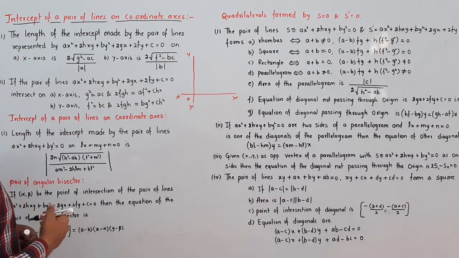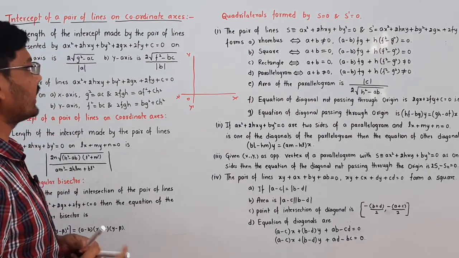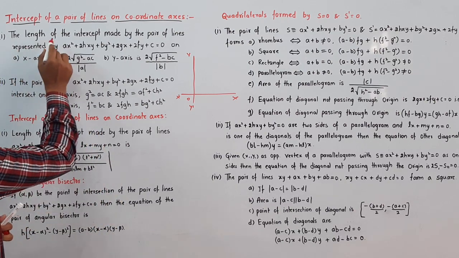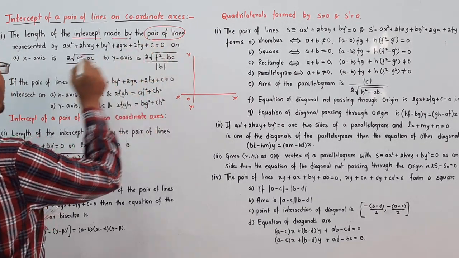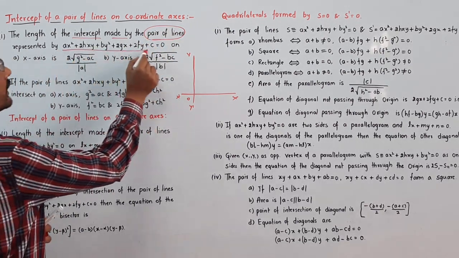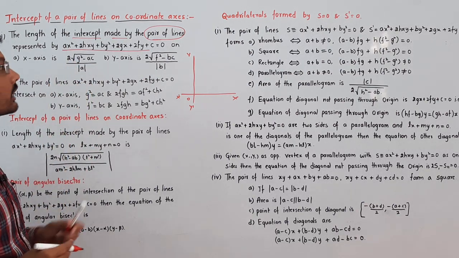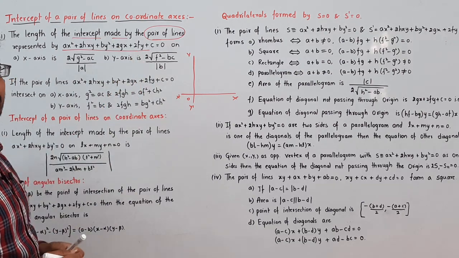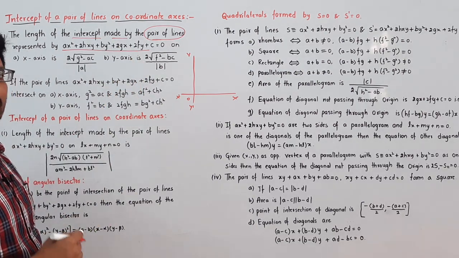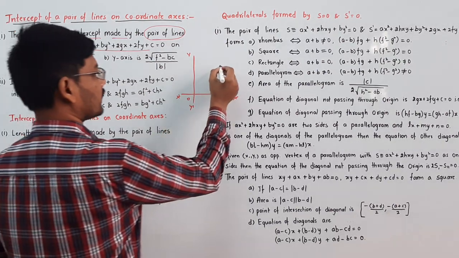Now, the first point is the length of the intercept made by the pair of straight lines on the coordinate axis. This is the pair of straight lines equation, that is ax square plus 2hxy plus by square plus 2gx plus 2fy plus c is equal to 0. This is nothing but a pair of lines passing through some point, that is h comma k.